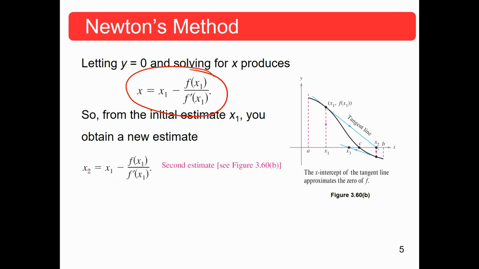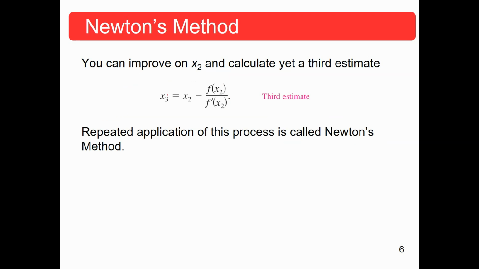A lot of times you'll see it written as x2 equals this, because this is going to give us the second value of x. And then we're going to take this and find an x3 by changing this to x2. We're going to keep plugging it into this formula and do repeated iterations, okay? So this is Newton's method. You just keep doing it until you get the most accurate answer that you're looking for.